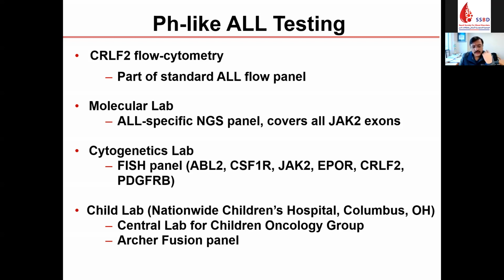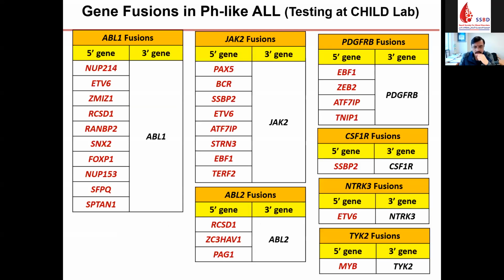But I think what we are doing now in collaboration with the COG lab, and now it's going to be an in-house panel as well, is this panel called Archer Fusion Panel, which is a commercially available panel, which is now also used by COG. And we are going to have it in-house, which can detect all these fusions for PH-like ALL in an in-house panel. So then we don't have to do a variety of these things. At least all the fusions, including CRF2, can be picked up by that panel.